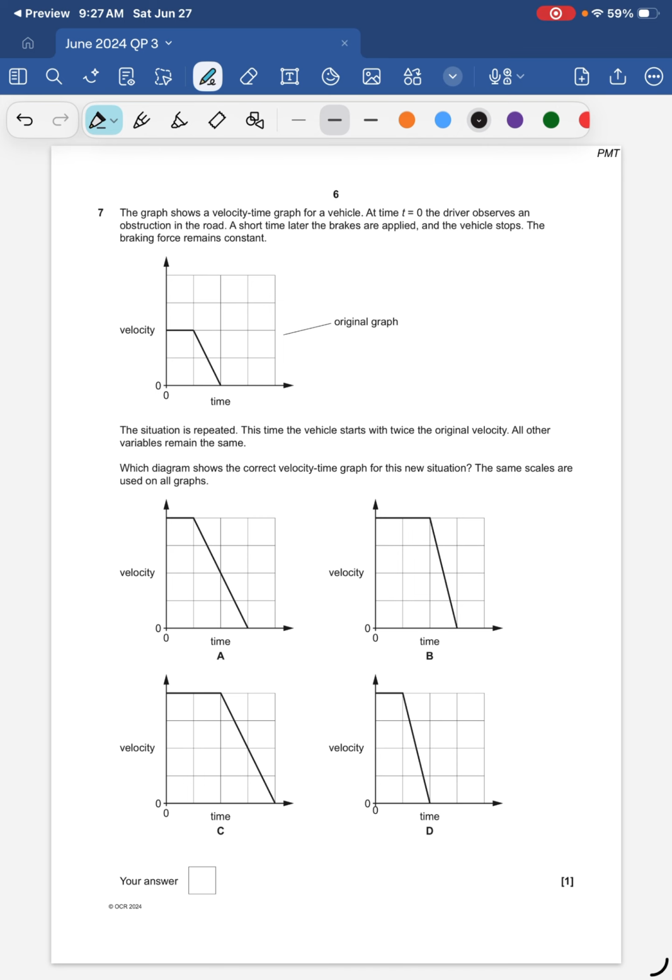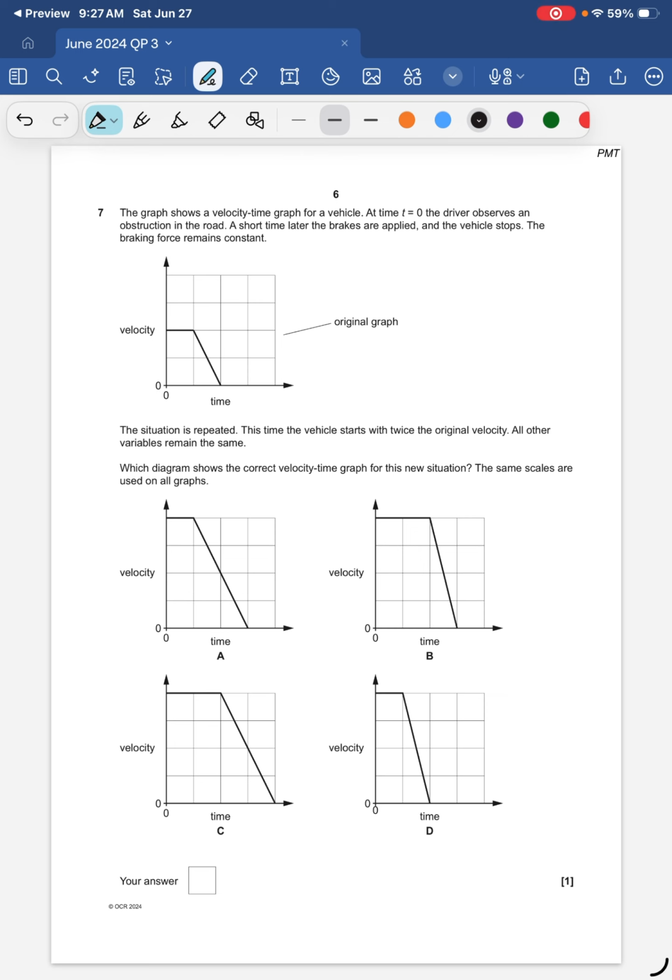The graph shows a velocity time graph for a vehicle. At time t equals 0, the driver observes an obstruction in the road. A short time later, the brakes are applied and the vehicle stops. The braking force remains constant. The situation is then repeated. This time the vehicle starts with twice the original velocity. All other variables remain the same. Which diagram shows the correct velocity time graph for this new situation? The same scales are used on all graphs.